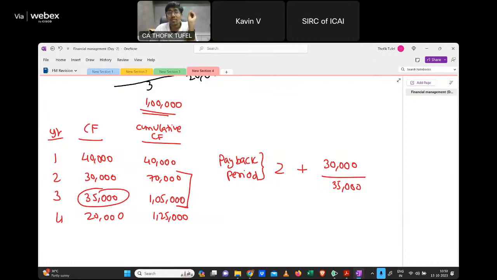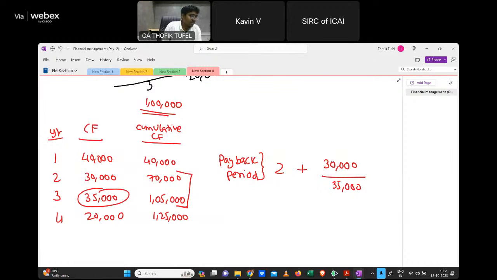Correct? In 11 months you got the amount. So you wanted 30,000 rupees and how much did you get? 35,000 rupees. So what you're doing is finding the fractional year where this 30,000 rupees is reached and you will stop. After 2 years, the fractional amount is what we are calculating. Now 30,000 divided by 35,000.